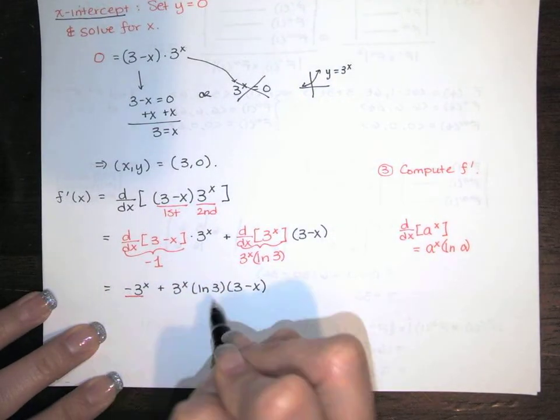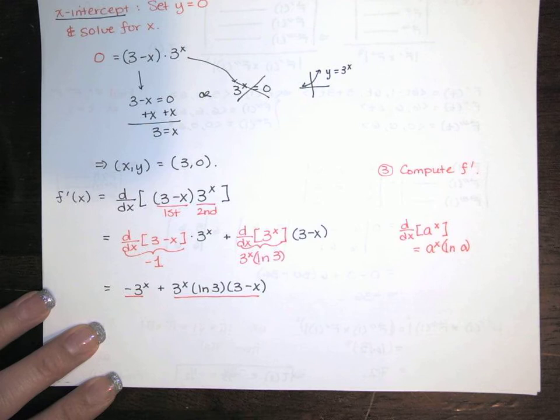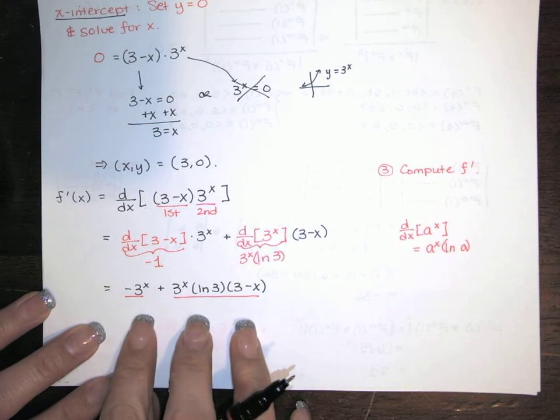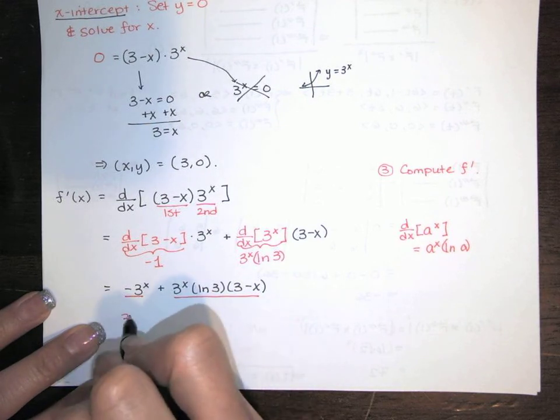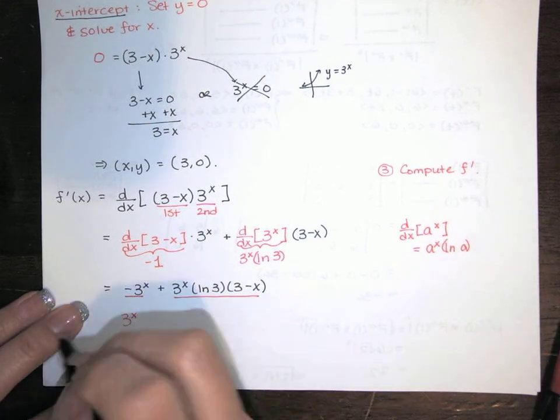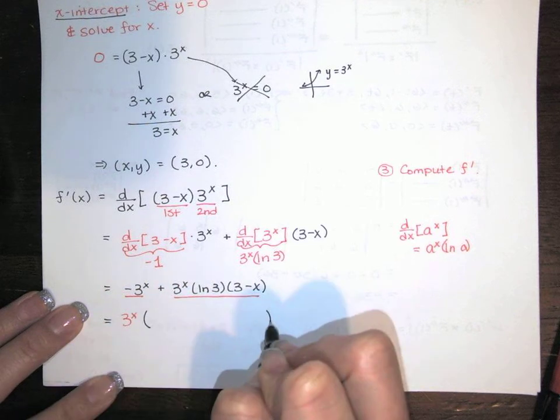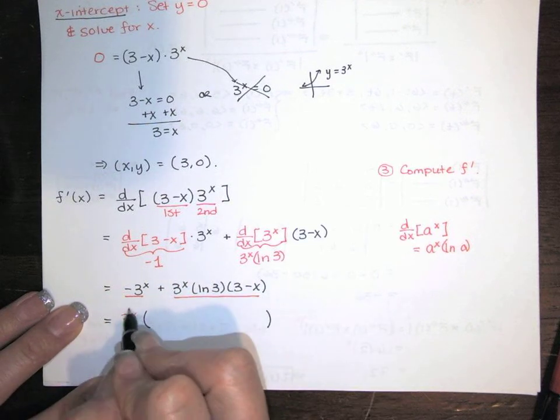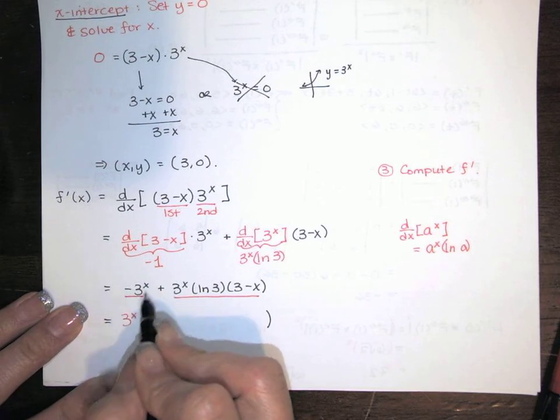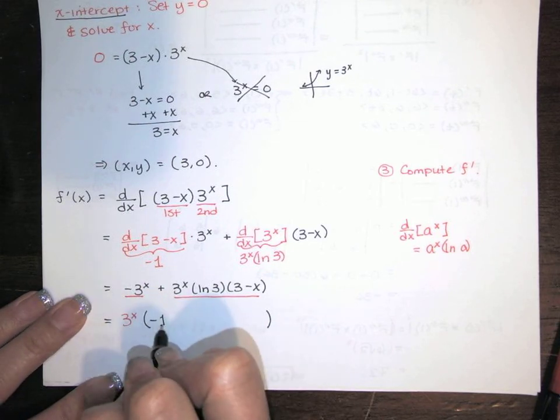So we look at this as a single term and this as a single term, and we ask ourselves, what do these guys have in common? Well, they have a 3 to the x in common. So I can factor that out. And then I ask myself, 3 to the x times what gives me a negative 3 to the x? Gives me that first term. Well, it's just a negative 1.